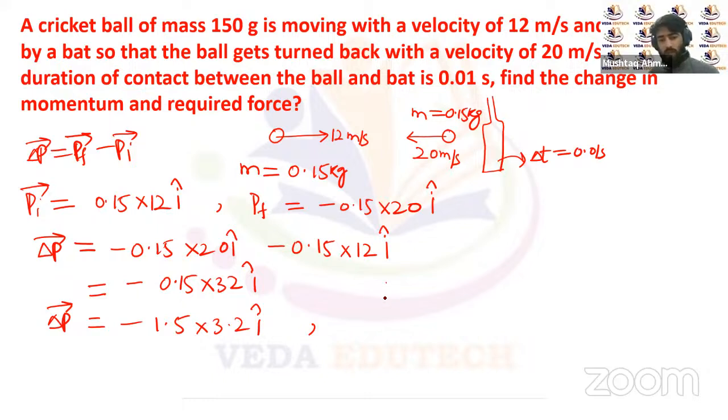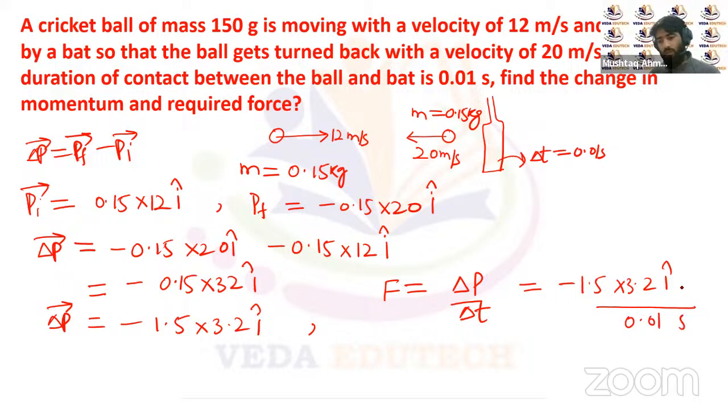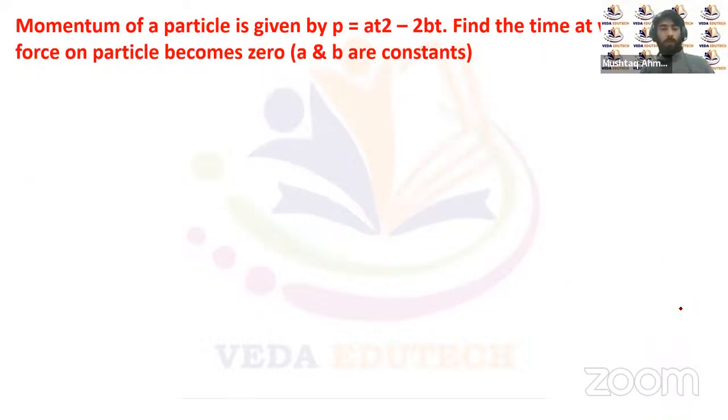And the force acting on this body for this short duration will be delta P over delta T. And delta P has been given as 1.5 multiplied by 3.2 i cap, over the time of 0.01 second. So this will give us the force acting on this body during this small duration, 0.01 second, to change the momentum of this body from 12 meter per second along positive x direction to 20 meter per second along negative x direction. This is how we can apply Newton's second law to calculate the force acting on a body, right?